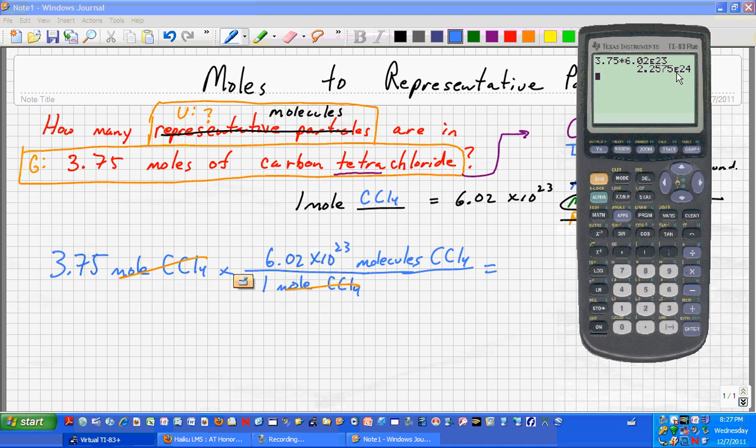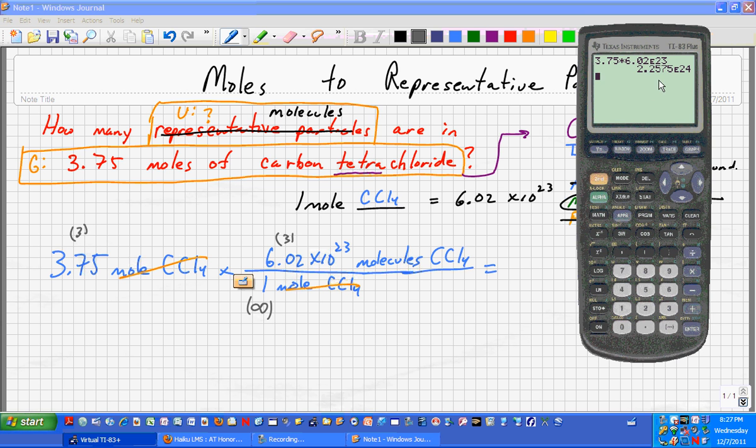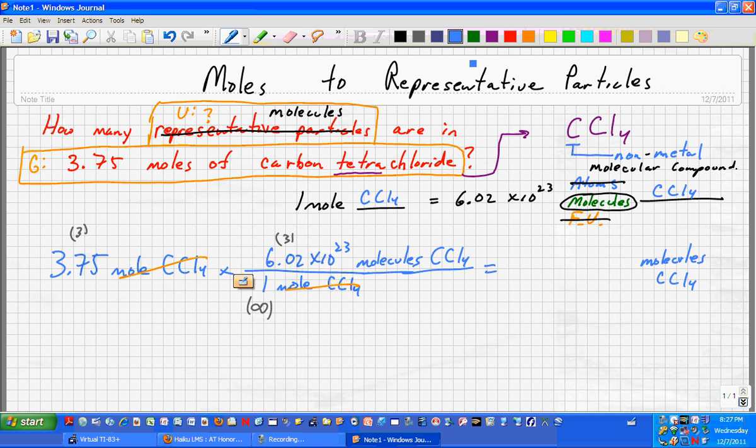So I've got 2.2575 E24. That E is times 10 to the 24th, so I have to rewrite this in math language. Looks like I've got 3 sig figs here, 3 sig figs here, and infinite sig figs here. My answer should be to 3 sig figs. So I'm looking at 2.26 times 10 to the 24th molecules CCl4. And I'm set.